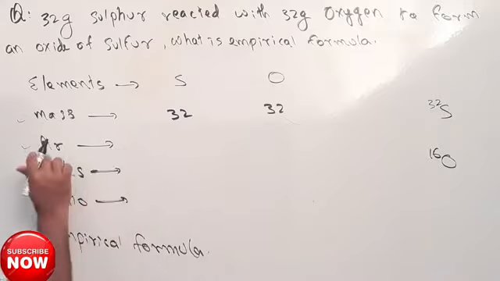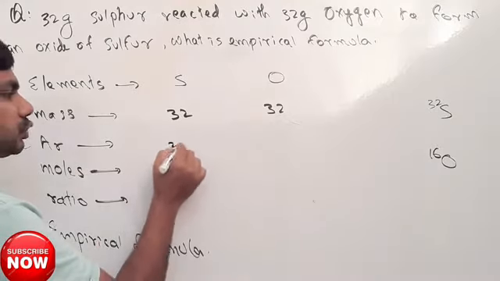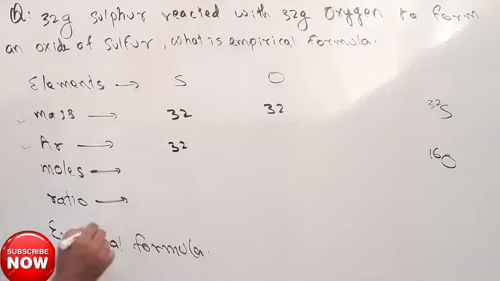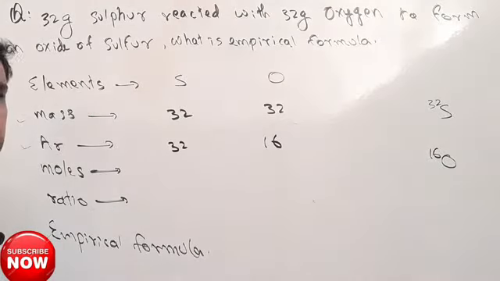We know the relative atomic mass of sulfur: sulfur relative atomic mass 32. Similarly, the relative atomic mass of oxygen is 16.